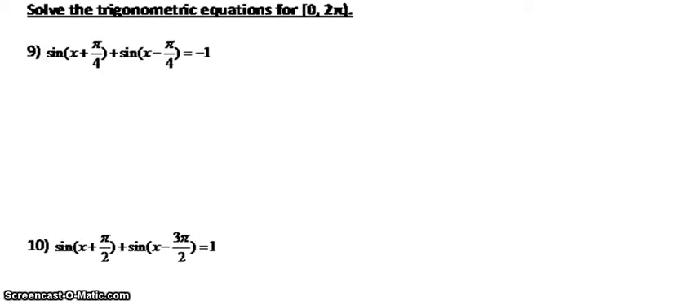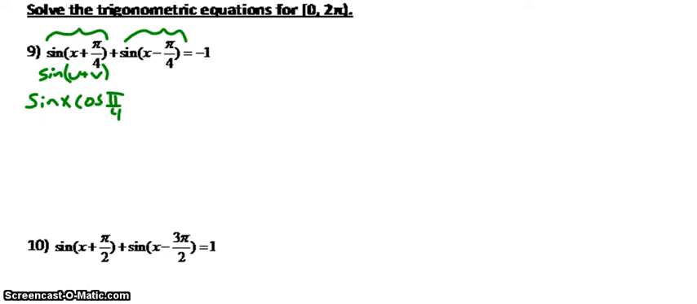Looking at number 9, we see two pieces of a function that we can work our sums and differences on. Looking at sine of x plus pi over 4, we'll see a u and a v. So let's deal with this one first. There's my sine of u plus v. What that gives me is sine of x times cosine of pi over 4 plus cosine of x and sine of pi over 4. Now, this is all an addition.